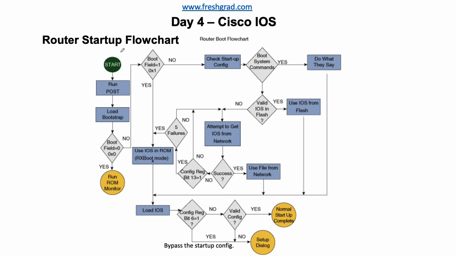Once you power on, the process begins when the router is powered on, when you turn on the switch. It runs the POST, power on self test. The router performs self checks to ensure all hardware components are functioning correctly. Then it loads the bootstrap program stored in the ROM. We just discussed that ROM is read-only memory. The bootstrap is loaded from the ROM and is responsible for locating and loading the IOS images.